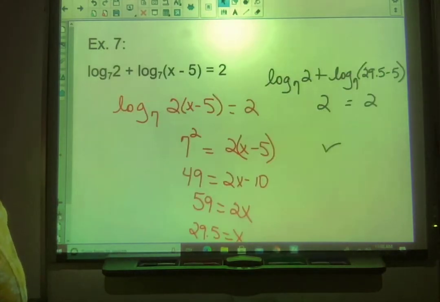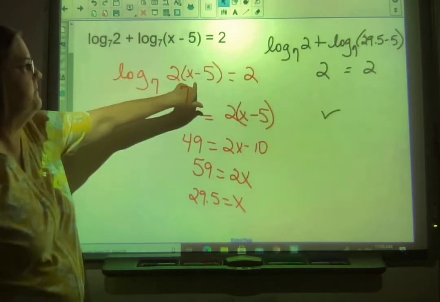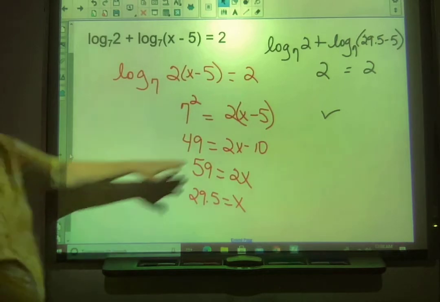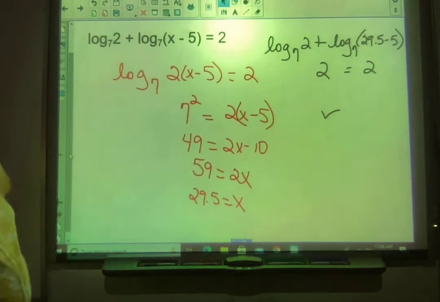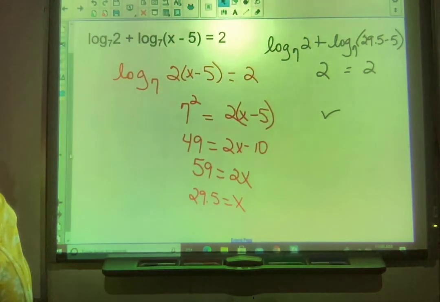All right, same thing here. We're going to condense. 2 times x minus 5. Okay, then we rewrote this one as exponential. 7 to the second power is 49 equals 2x minus 10, and then add 10 to both sides. 59 equals 2x, and you get your answer of 29.5.